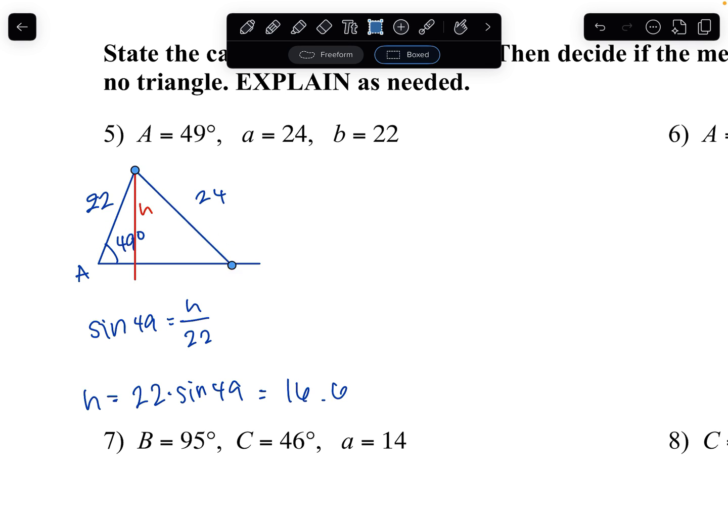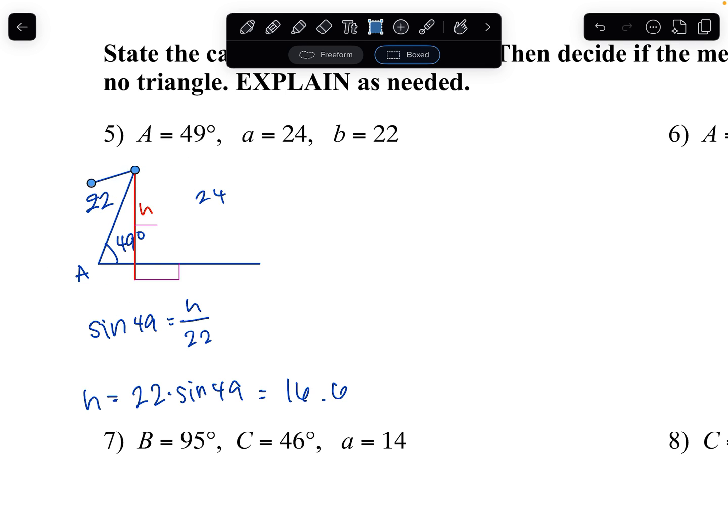I do know that angle B is unknown and side B is known. So the only thing that's set in stone is this angle that we have. This angle has to stay the same, and this length has to stay the same, and this length has to stay the same. But this angle and this side are unknown. So if this is 24 and h is 16.6, that means that this side right here is longer than the height.